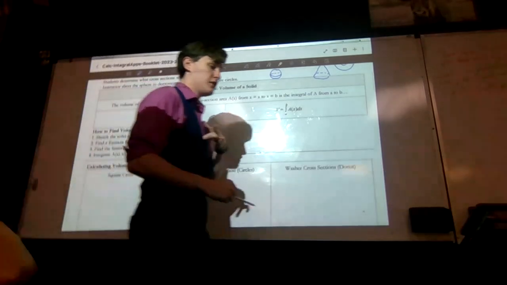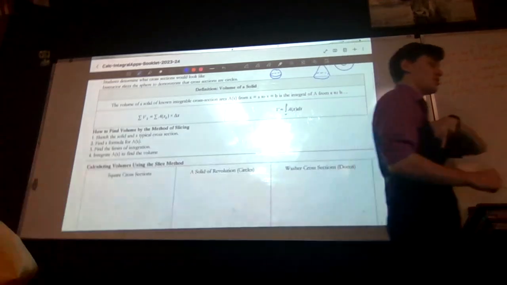Now, the hardest part of this is not the math. The hardest part is drawing these things. The integration is easy. I know you all can integrate these. Setting it up, finding the equations, and making sure you understand exactly how it happened is going to be the hard part here. This is also very hard for me because I have to draw.